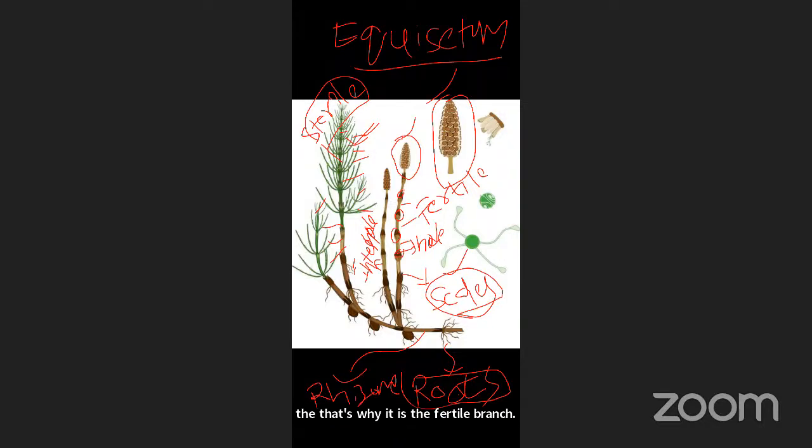Let's discuss in detail the cone of Equisetum. In general, how is the cone formed? By a group of sporophylls. The group of sporophylls is arranged on an axis. Let me share the diagram. Are you able to see this one?